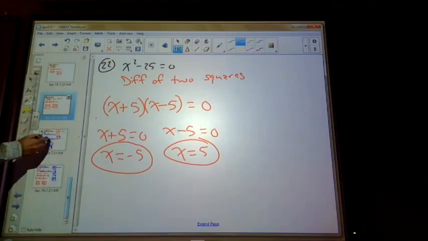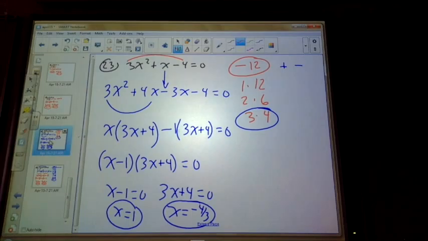Okay. This one, you have negative 12 as your number, which in order to get a negative, you have positive and negative. The factors that will work give you 1x, it will be 3 and 4. So you wind up with x equals 1 and x equals negative 4/3.